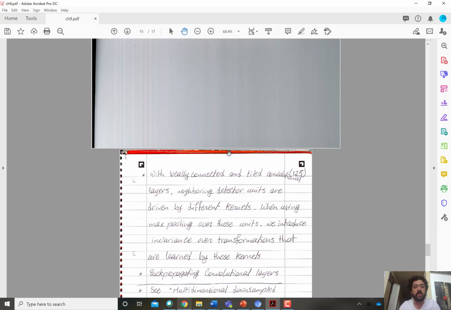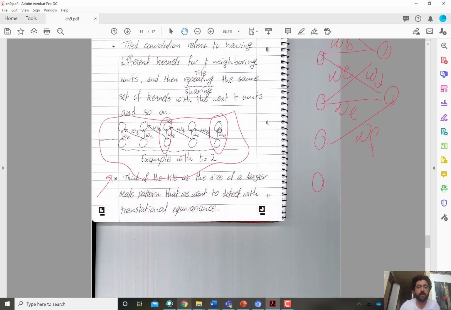So here, for example, this unit right here is connected to WB and WC. This unit right here is connected to WD and WA, different weights. So if I apply pooling on the output of these 2 units, then pooling introduces invariance over these 2 kernels. One is given by WB and WC, and the other is given by WD and WA. So these 2 kernels can now learn the transformation over which pooling introduces the invariance.